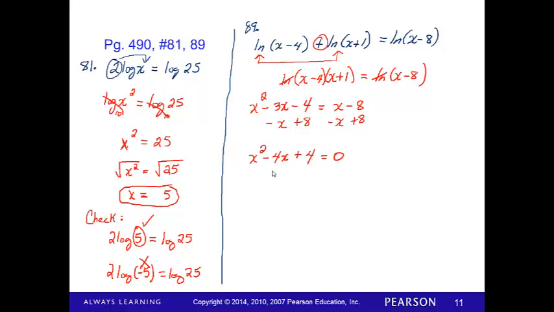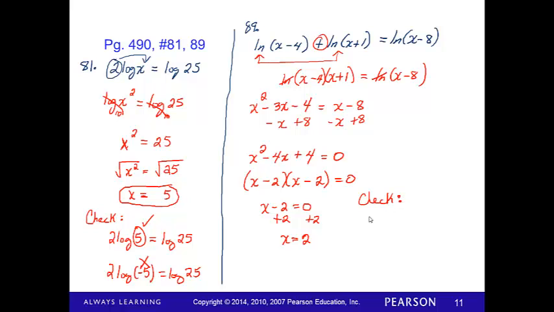Remember, you can use the quadratic equation or you can factor. I'm going to factor because this is x minus 2 times x minus 2 equals 0. It has a product of 4, so negative 2 times negative 2 is positive 4, and the sum of negative 4. So we have x minus 2 equals 0 for both, which means add 2 on both sides, and you get x equals 2. Now let's do a check.